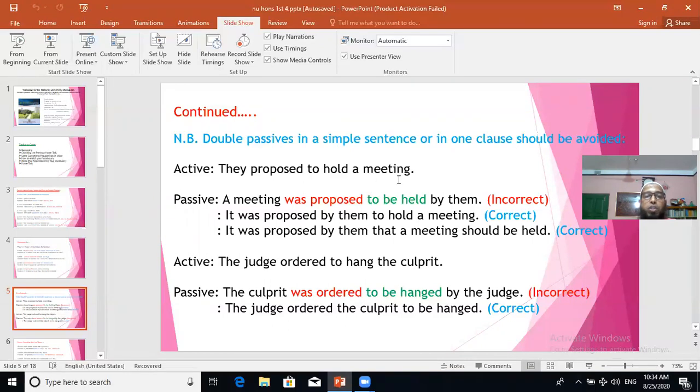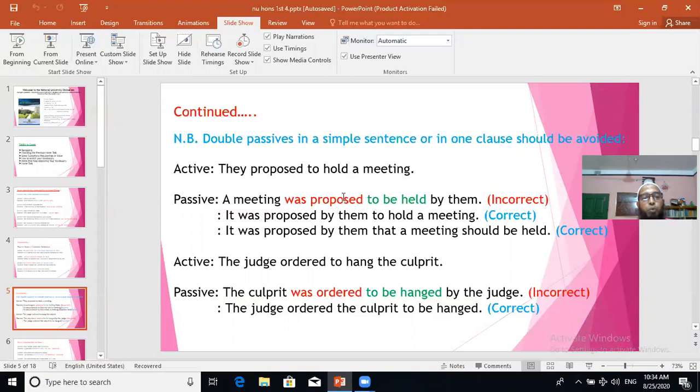They propose to hold a meeting. This is active voice. To make it passive, you see there is one verb, they proposed, and this infinitive. Now, if you change the verb and also the infinitive into passive, it will be incorrect. Double passive. This is a simple sentence, so you should not make double passive. Look at the incorrect answer.